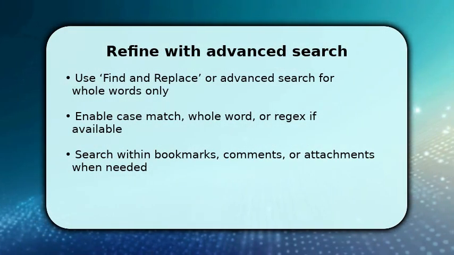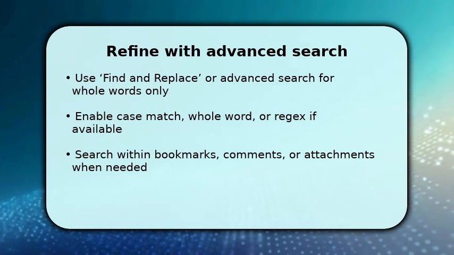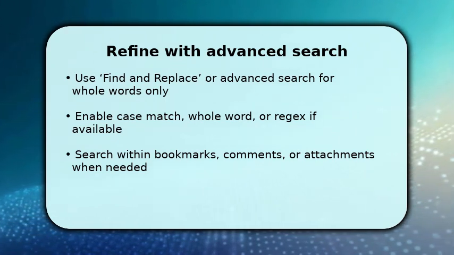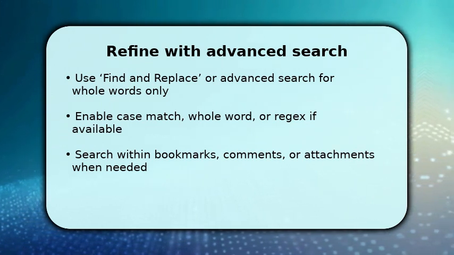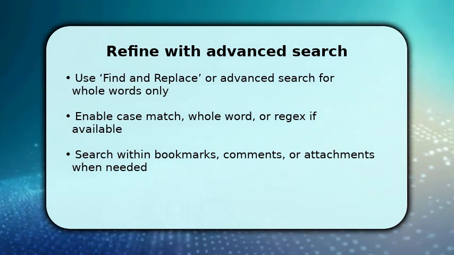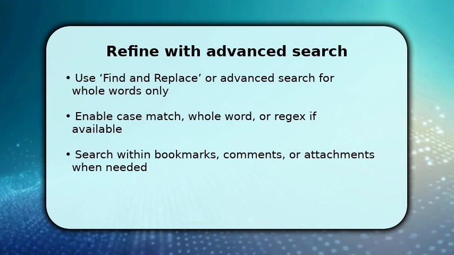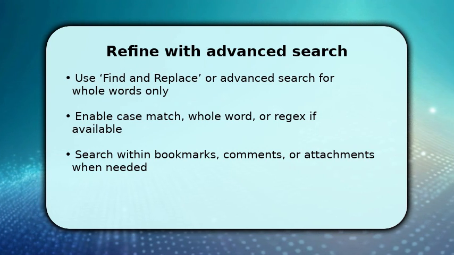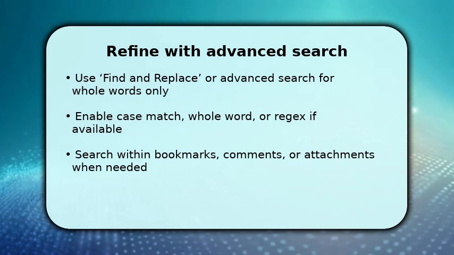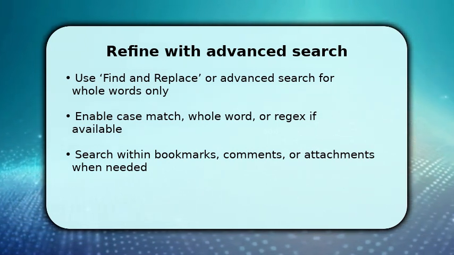Next, refine the search to avoid noise. Choose whole word match to avoid partial hits or enable case sensitivity when proper nouns matter. If your reader supports regex, craft a pattern to catch variants, otherwise use exact phrases. You can also scope the search to current page, document, bookmarks, comments, or attachments so results stay relevant.